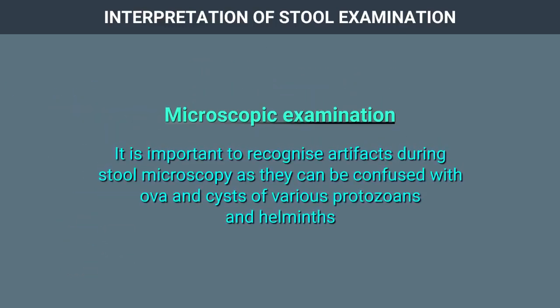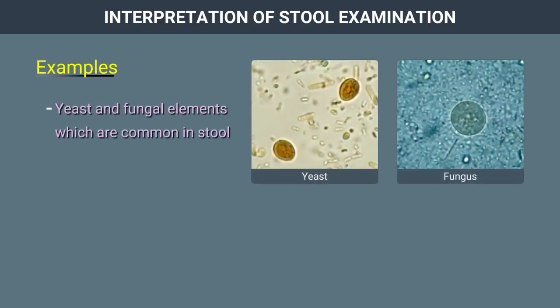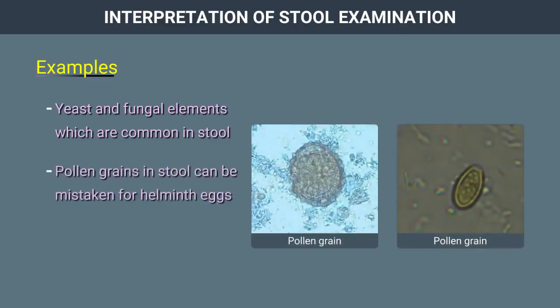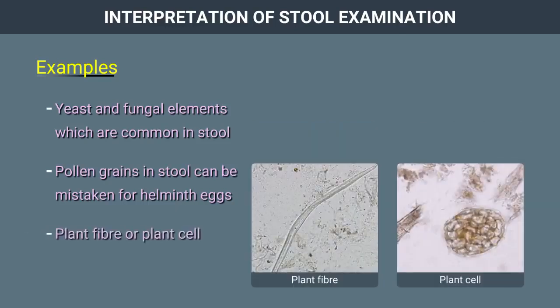It is important to recognize artifacts during stool microscopy as they can be confused with ova and cysts of various protozoa and helminths. For example, yeast and fungal elements which are common in stool. Pollen grains in stool can also be mistaken for helminth eggs. Plant fiber or plant cell, air bubbles, etc.